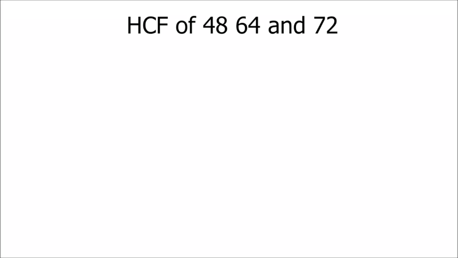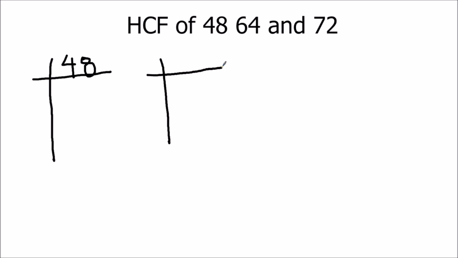Hello students, in this video we are going to learn how to find the HCF of 48, 64 and 72. For finding the HCF, we will be using the prime factorization method, and in this method first we will find the factors of 48, 64 and 72 separately, and then we will find the common factor to find the HCF.